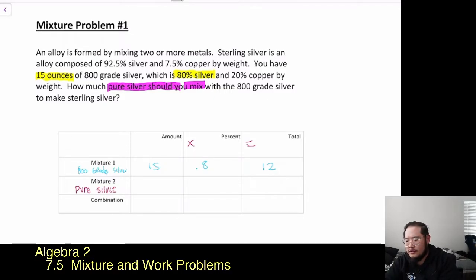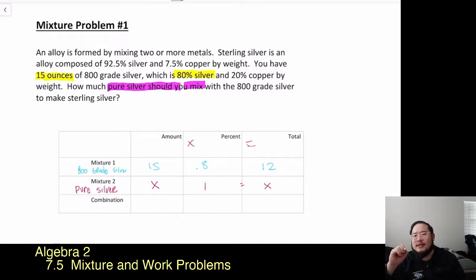And so what is the amount of pure silver? Well, we don't know. Pure silver, we're going to go ahead and put X. Now, how much silver is in pure silver? If it's pure, it's 100%. So I'm going to change that to 1. 100% would be the same thing as 1. It's a whole. Let's multiply the two together, and we'll end up with 1x, or just x by itself.